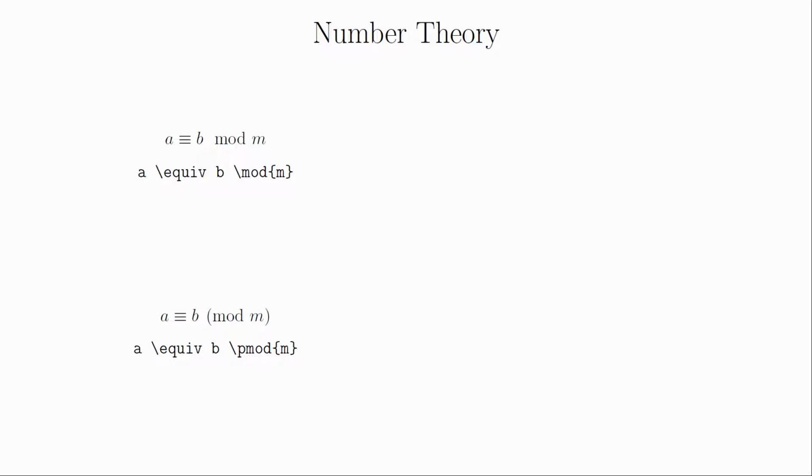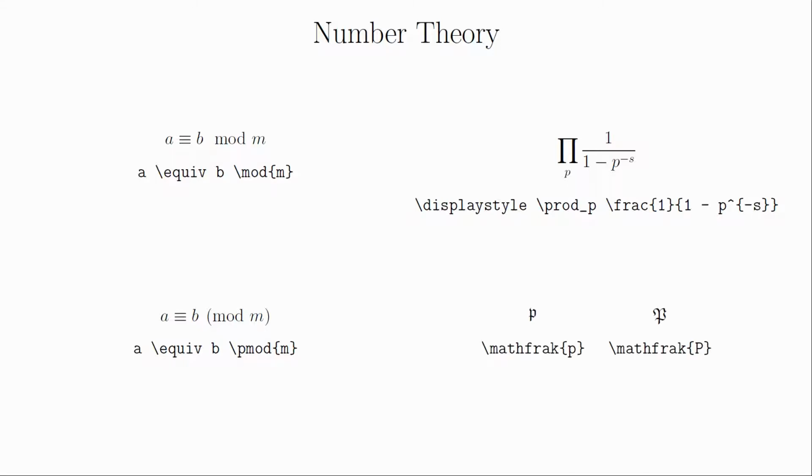Students often use an equal sign for this, but you really should use the congruent symbol, which is the 3-bar equal sign. The mod m part can be created with and without parentheses. You'll notice here that these commands insert a little extra space to make sure the mod part doesn't bleed into the rest of it. We also have a symbol for the product notation analogous to summation notation.